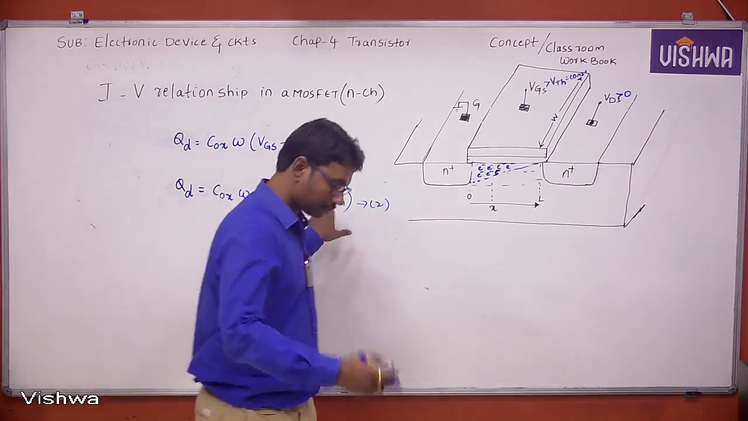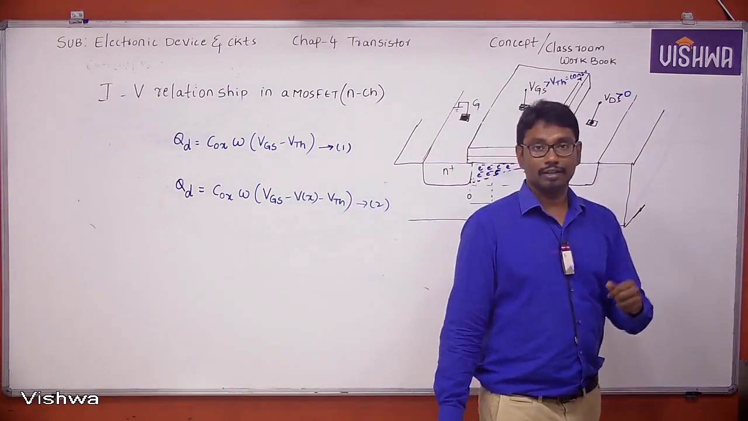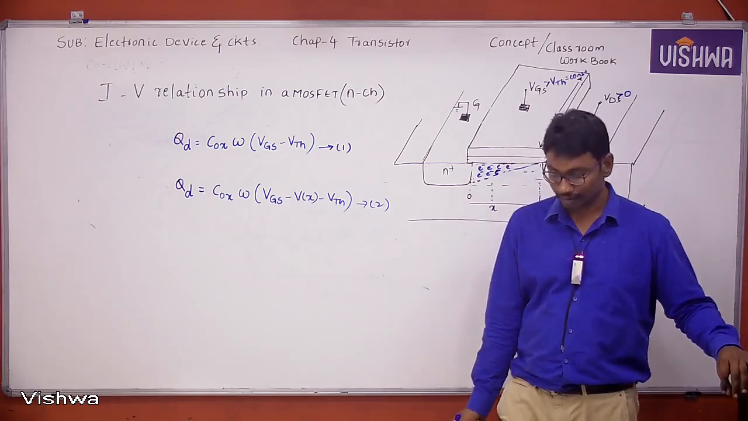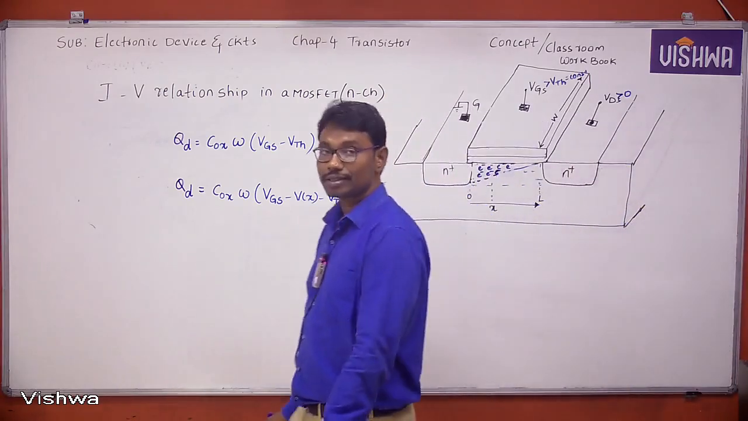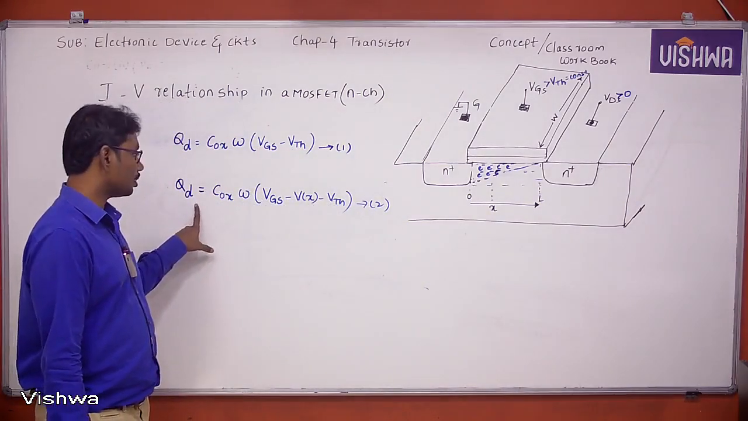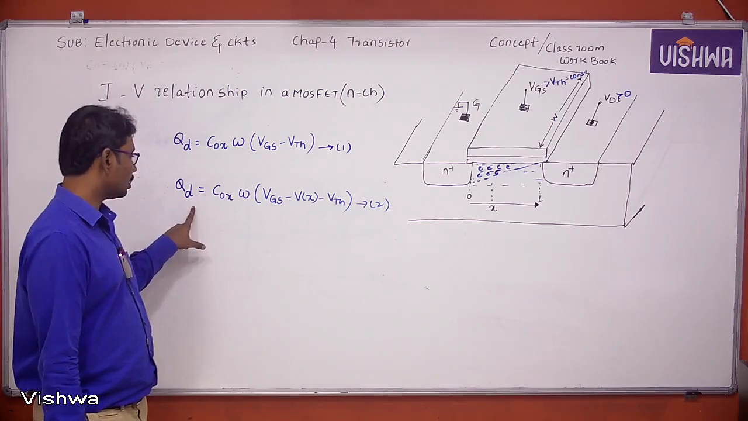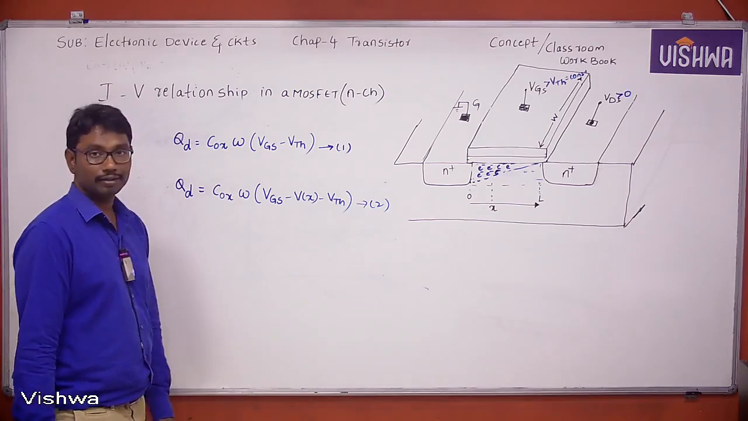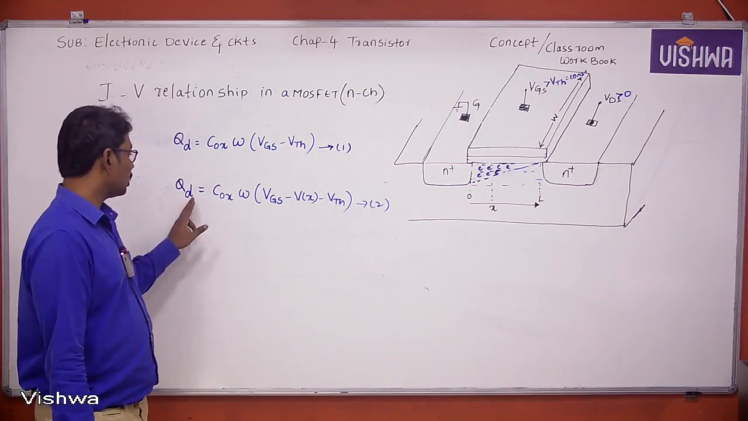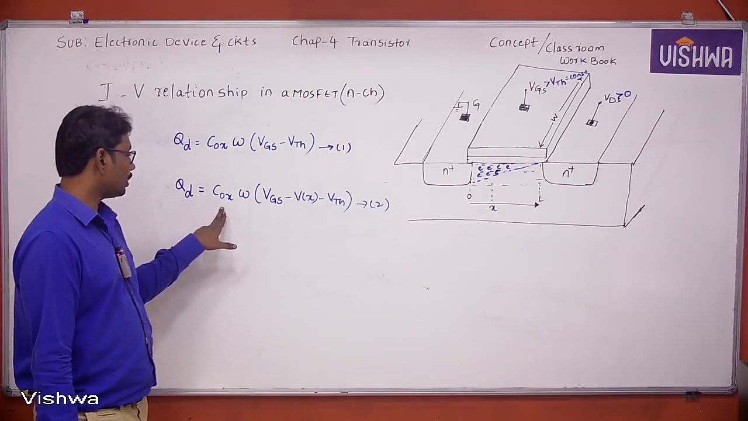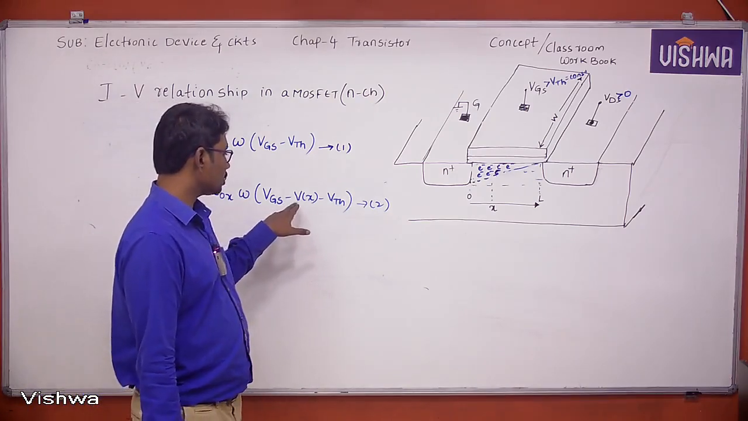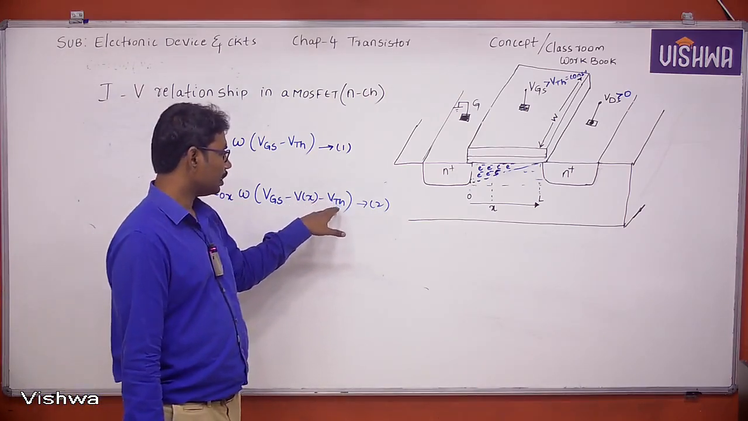Second observation: when VDS is greater than 0, the charge density in the inversion region is given by QD equals COX into W into (VGS minus V of X minus VTH).